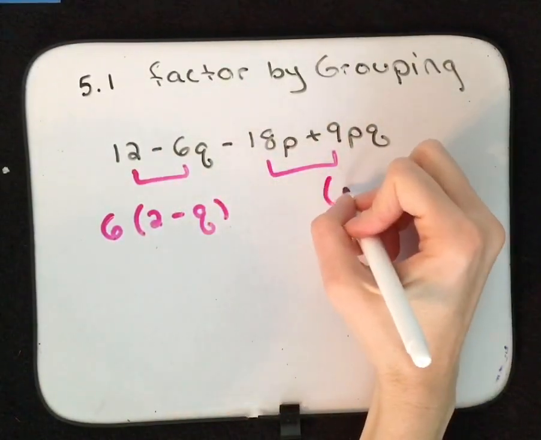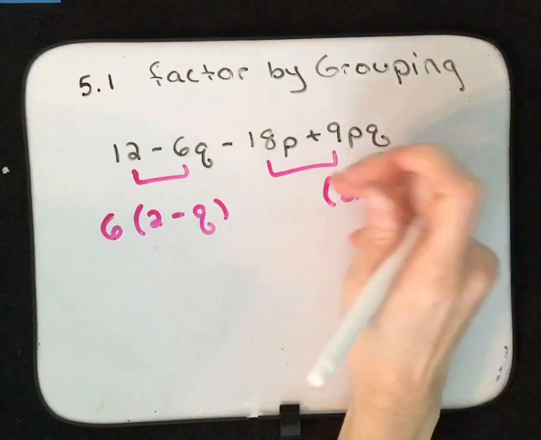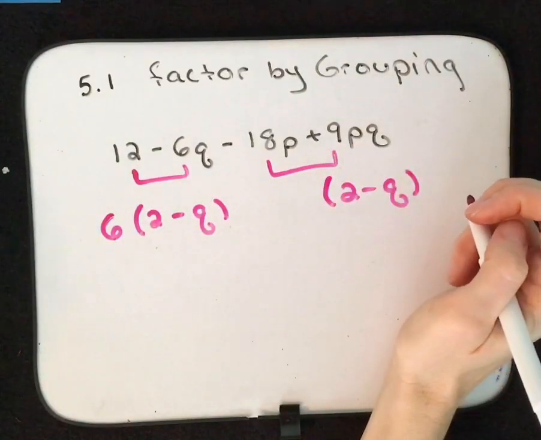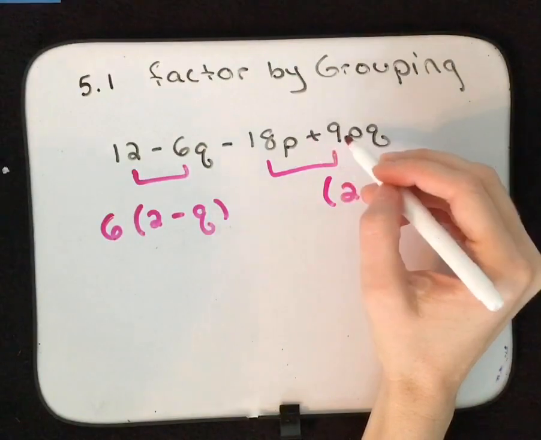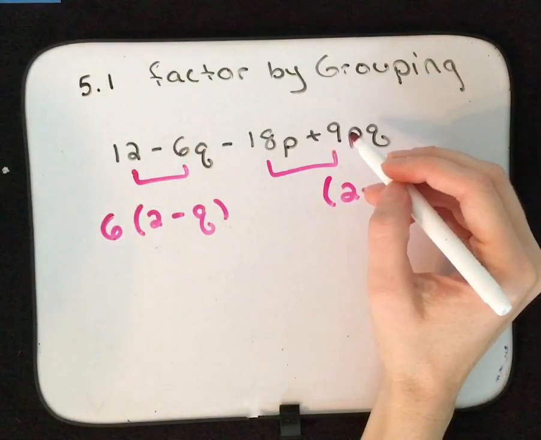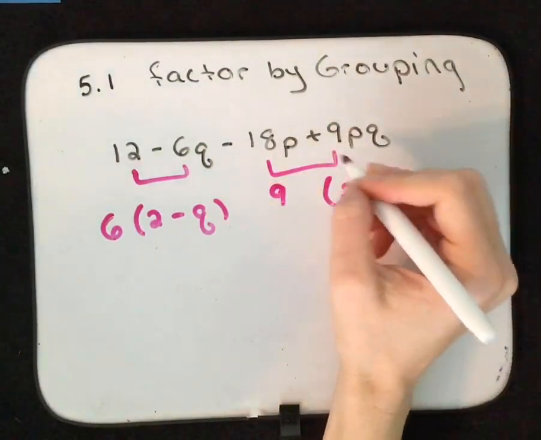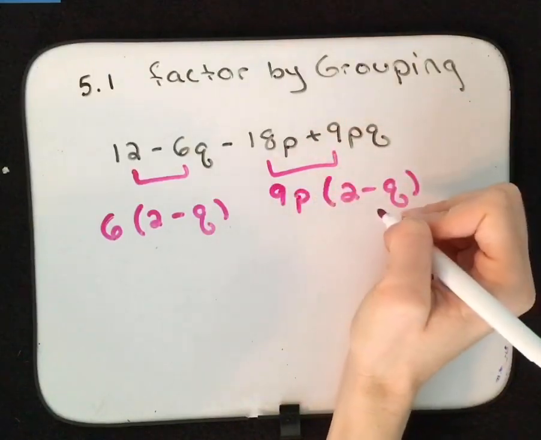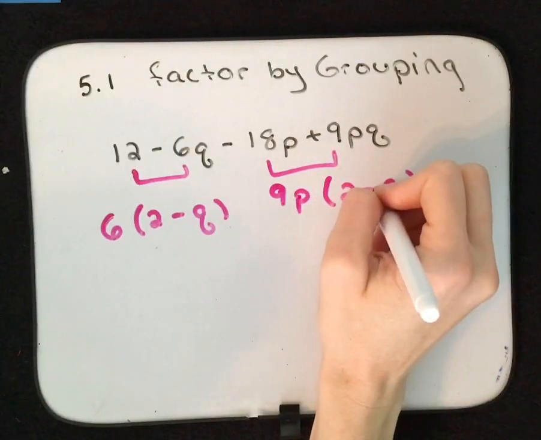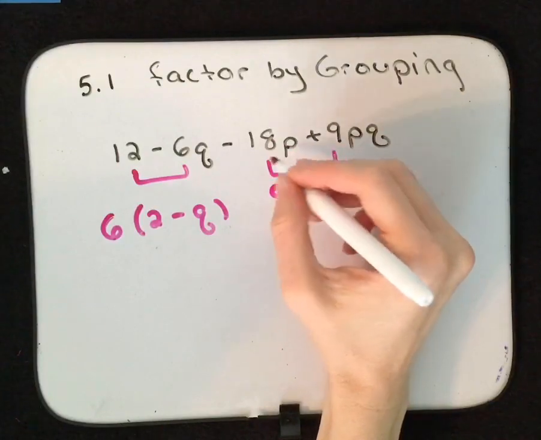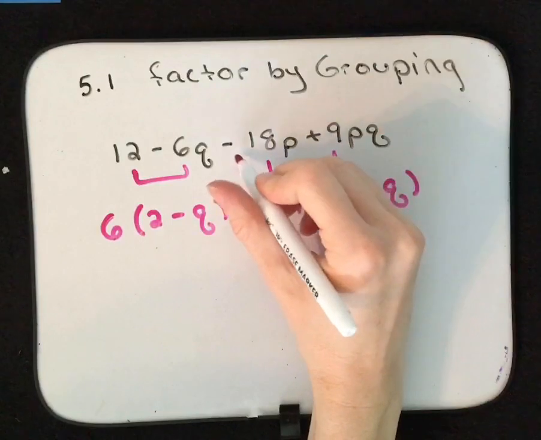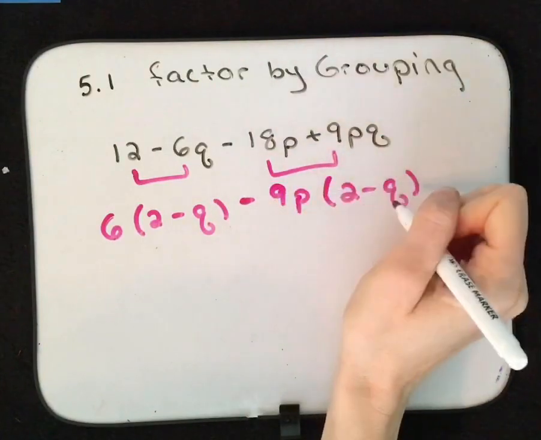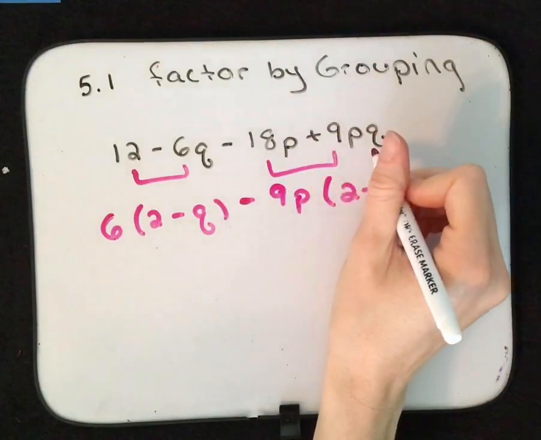Well, we know that this has to match, so let's see if we can make this 2 minus q once we pull it out. Well, what is in common between 18p and 9pq? Well, there's a 9 in common. I can pull that out. And there's a p in common. But I need this to become a negative right here. So I need to pull out a negative 9. Negative 9p times 2 is negative 18p. Negative 9p times negative q is positive 9pq.